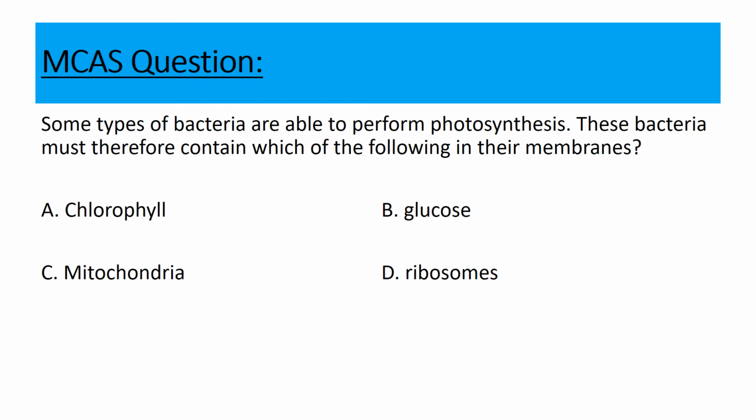Let's take a look at some MCAS questions. Some types of bacteria are able to perform photosynthesis. These bacteria must therefore contain which of the following in their membranes? A, chlorophyll, B, glucose, C, mitochondria, D, ribosomes. The answer is chlorophyll. Chlorophyll is the molecule that absorbs the energy of sunlight and that gets the process of photosynthesis going. In plants, the chlorophyll is found in chloroplasts, an organelle that plants have that carries out photosynthesis.